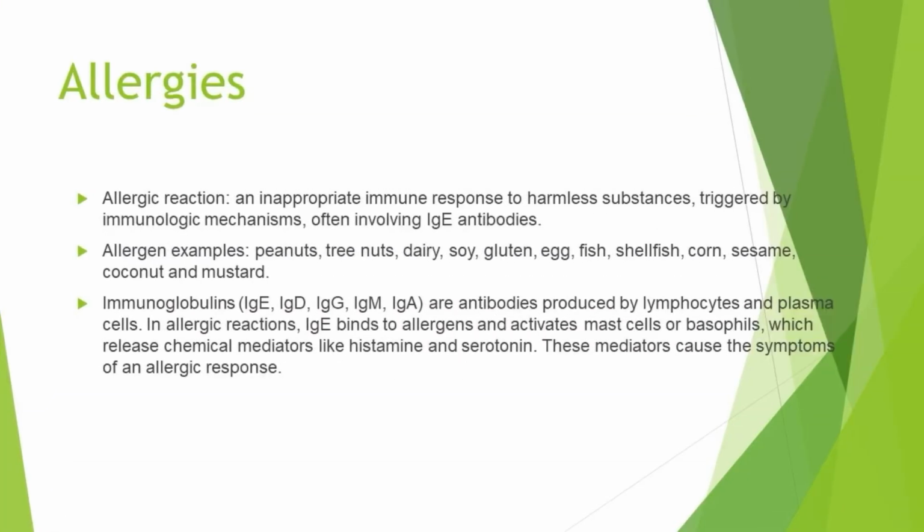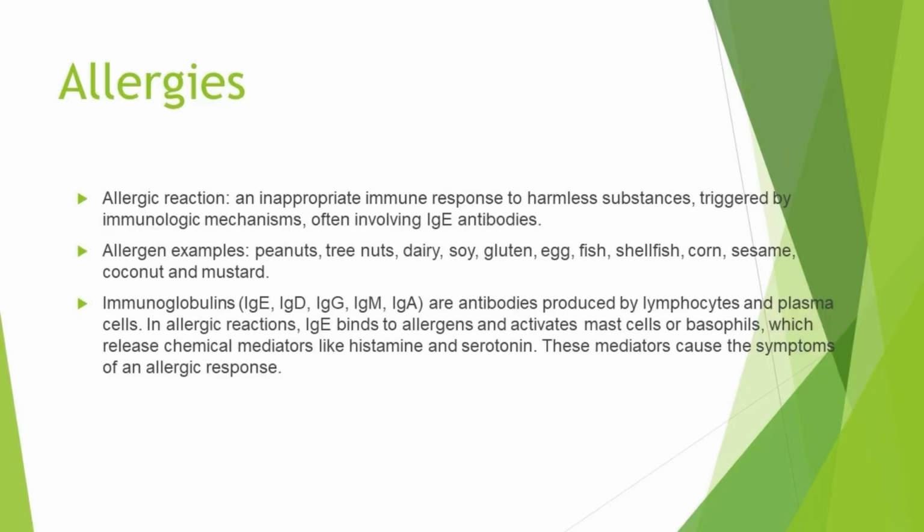Here are a few terms that you want to be aware of when it comes to allergies. We have an allergic reaction. That's an inappropriate immune response to harmless substances, triggered by immunologic mechanisms often involving IgE antibodies. Allergen examples are things like peanuts, tree nuts, dairy, soy, gluten, egg, fish, shellfish, etc. There's quite a number of things that could be considered an allergen.